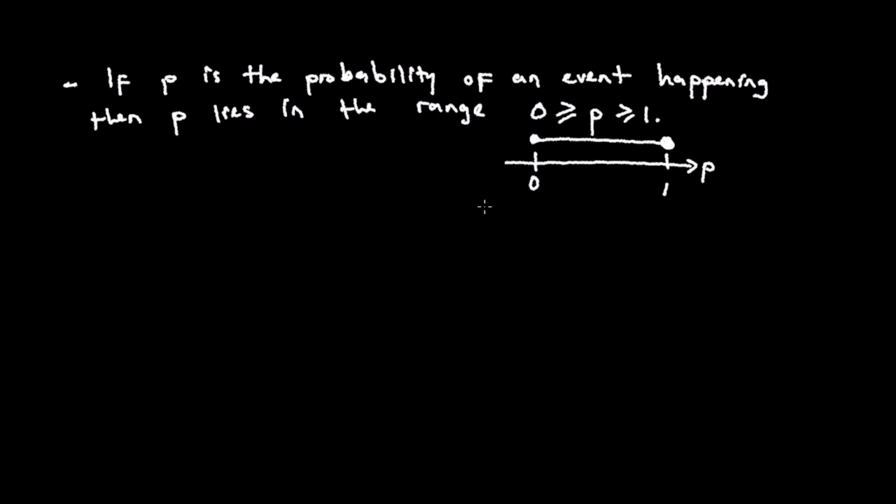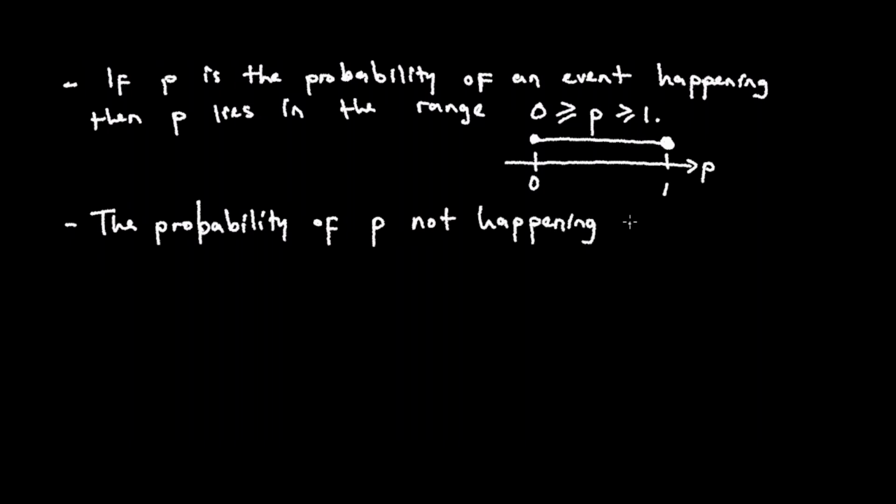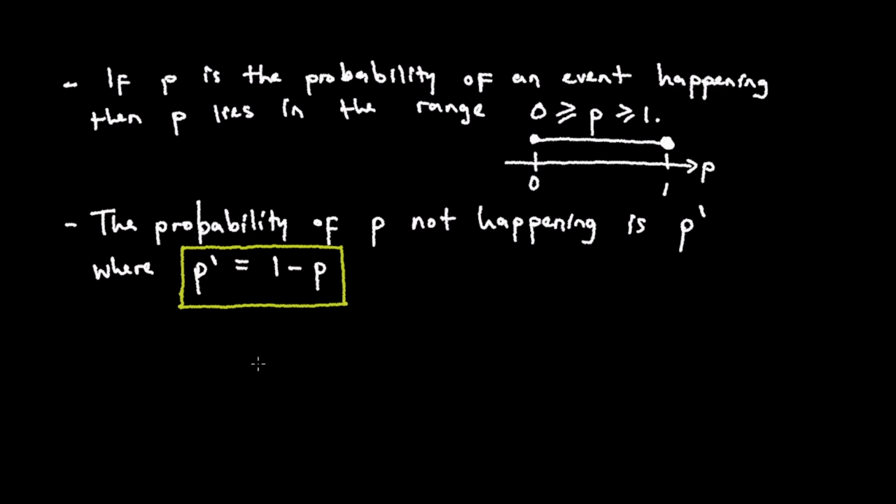The probability of an event not happening is P complement, where P complement is 1 minus P. Let me write it in your notes also. So the probability of P not happening is P complement, where P complement is equal to 1 minus P. Understood? So whenever you write the probability of something happening, I recommend that you also write down the probability of it not happening.